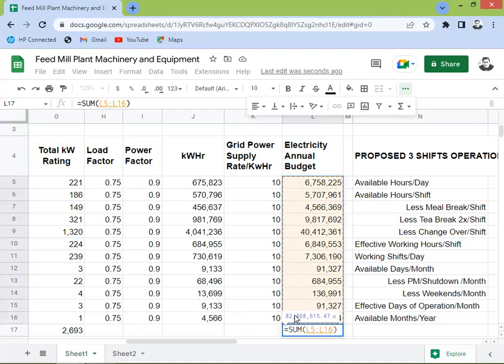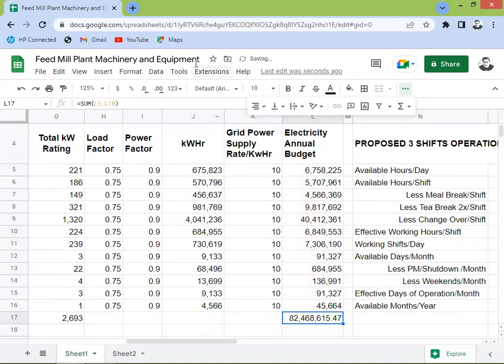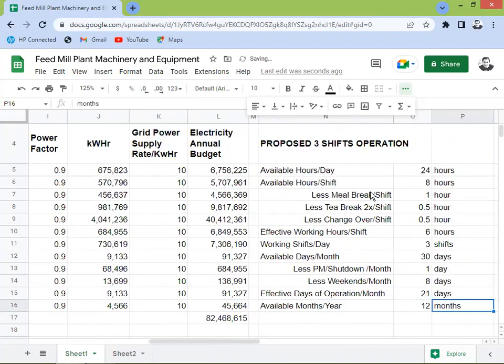Okay. Then just enter. Then remove the decimal places. All right. So therefore, for all this equipment, in 1 year, this is annual. Okay. Why is it 1 year? Because one of the inclusions in the equation is the 12 months. All right. So therefore, this is already 1 year.